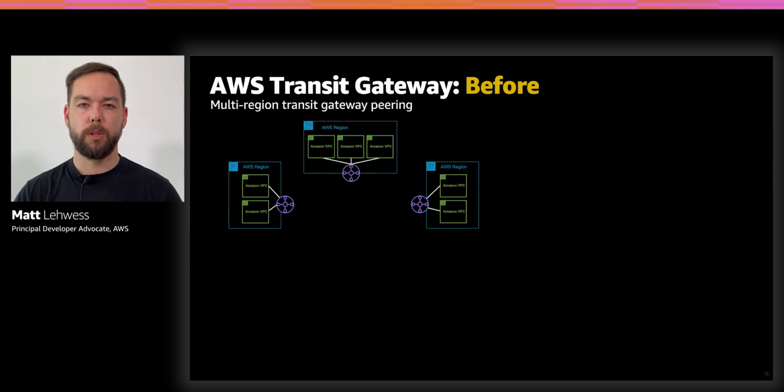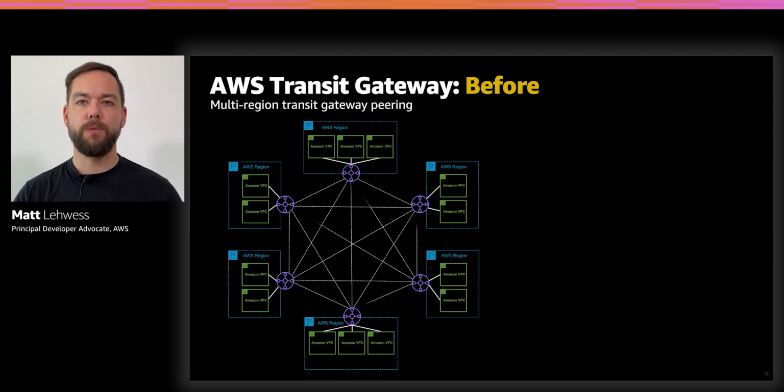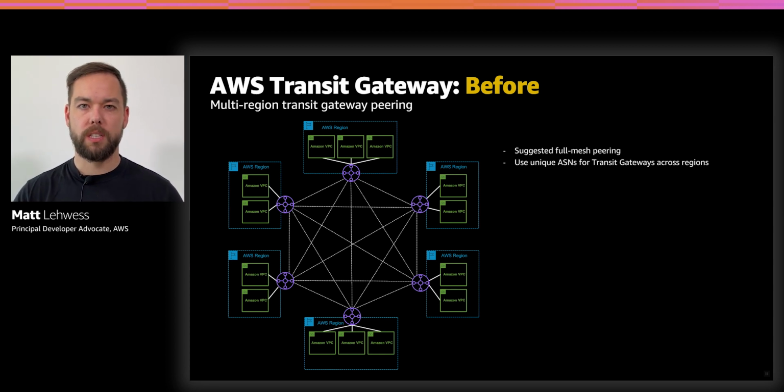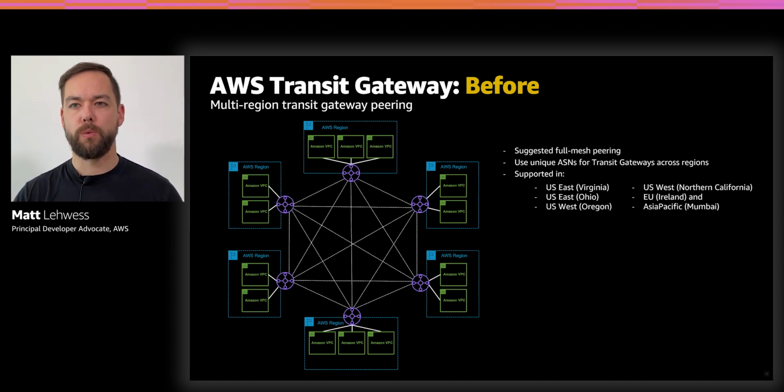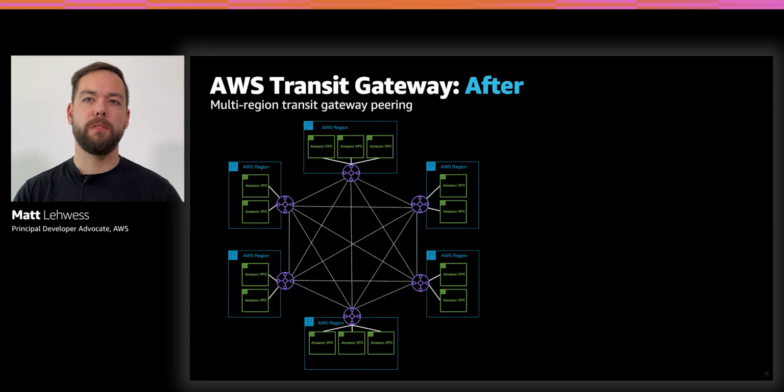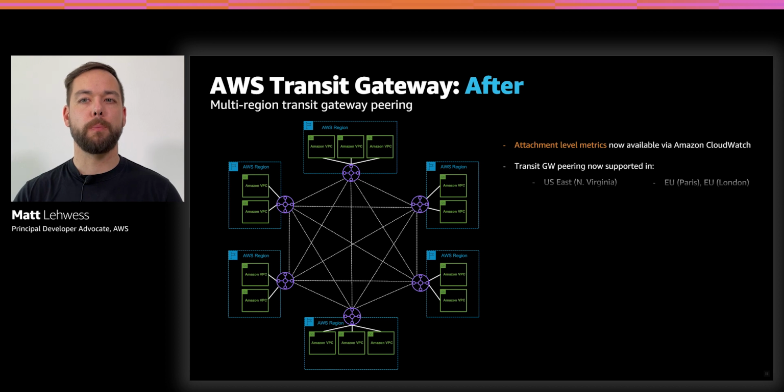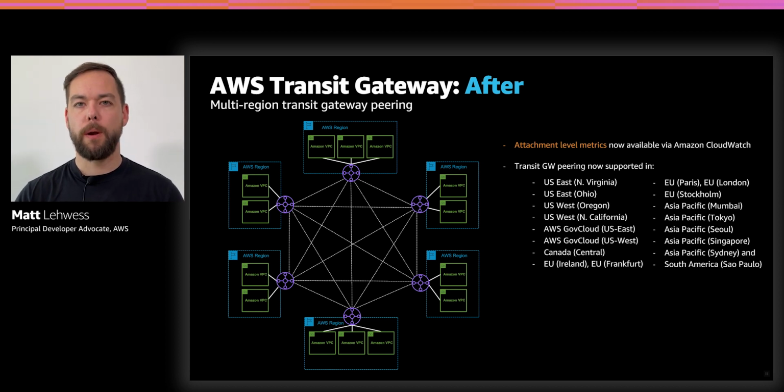And so if we look at what a topology looks like here, essentially if we have many regions, we do suggest a full mesh of peering. So every transit gateway can talk to everyone else. And that's going to prevent you from tromboning through regions and having poor latency and that sort of thing. We do also ask that you configure unique ASNs for transit gateways. And before reInvent, we did support only a couple of regions. So our US regions, our EU, Ireland region, and Asia Pacific in Mumbai. We now have cloud attachment level metrics available for CloudWatch, and we're also supported in many, many more regions. So Transit Gateway peering, you can peer with transit gateways across all of the regions you see here on the slide.